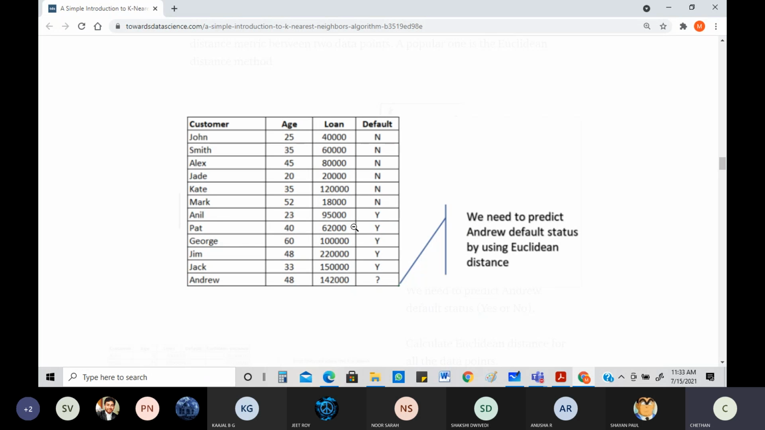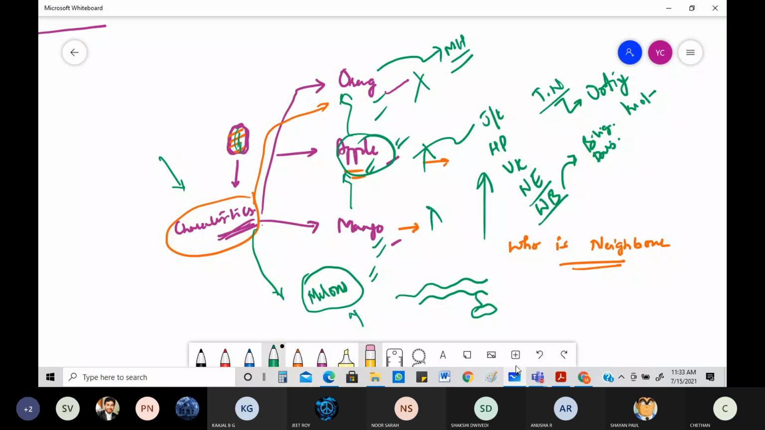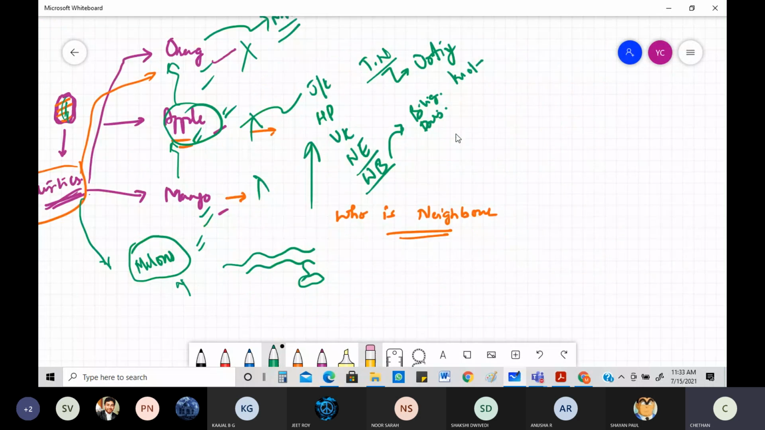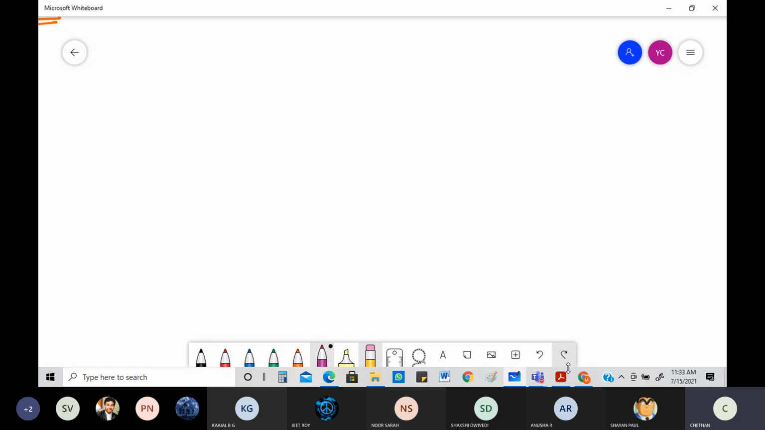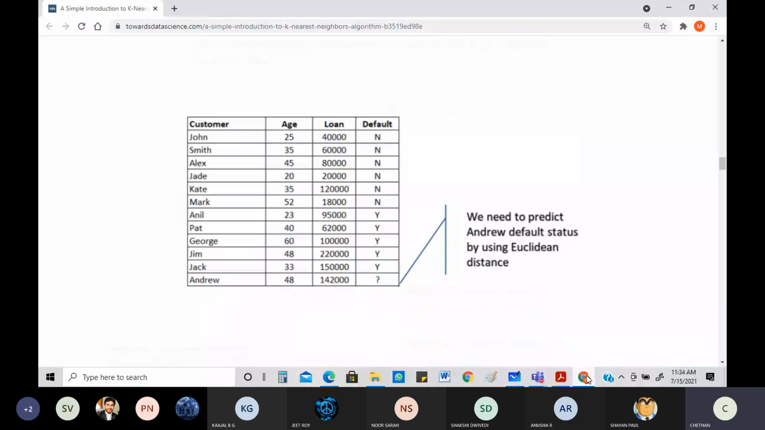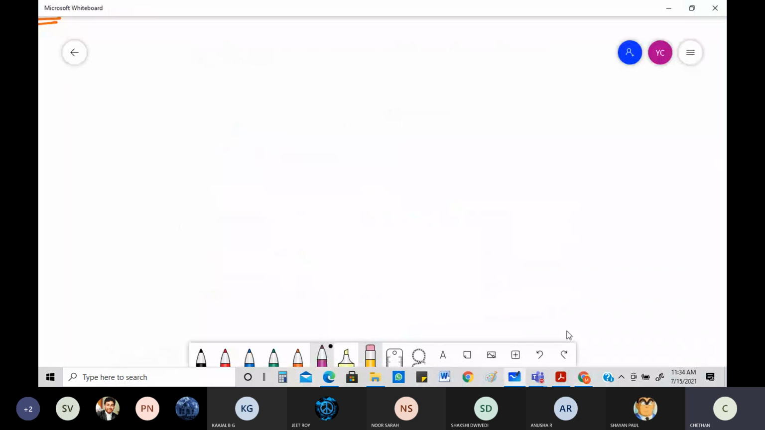How is that? Very simple. Euclidean distance again. What is the way of doing it? One second, I'll move the screen. Yeah, see, what is the way of doing it? The first value I need to figure out is with regard to age and then the loan. So I'm going to do Andrew 48, John 25, age. With regard to age, I'll do it like this: 48 minus 25 whole square, plus this is with regard to age. Then the loan amount.